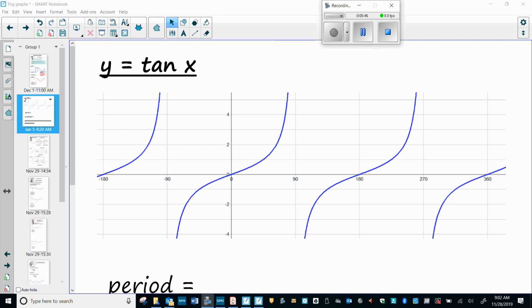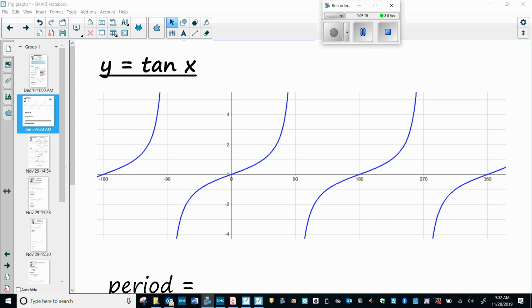This graph looks like lots of... What kind of graph did we draw yesterday that looks a bit like this? A cubic. Yes, so this looks a bit like lots of cubic graphs. This is not x cubed, this is tan, but it just looks similar to our basic x cubed. I was just trying to help remind you.